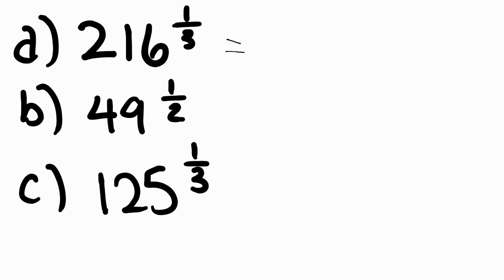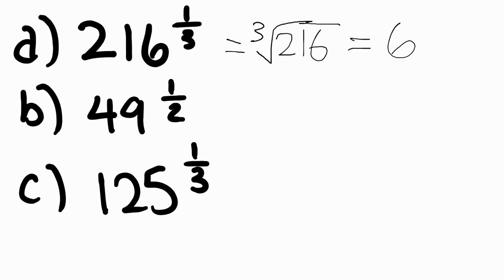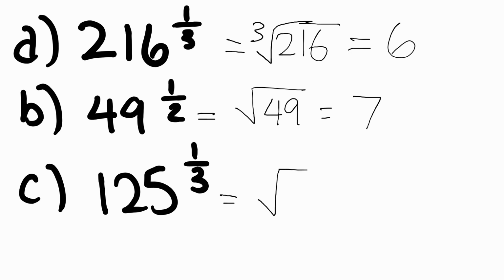216 to the power of a third is the same thing as cube root of 216, and that is 6. 49 to the power of a half is the same thing as square root of 49, which is equal to 7. And then cube root of 125, so this is the same thing as cube root of 125, which is 5.